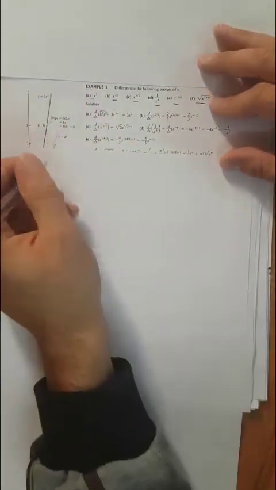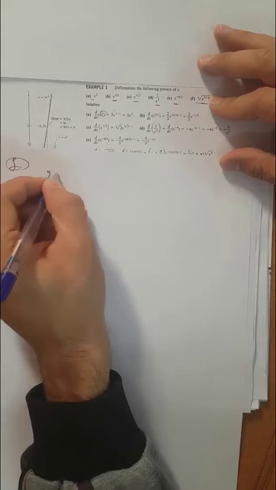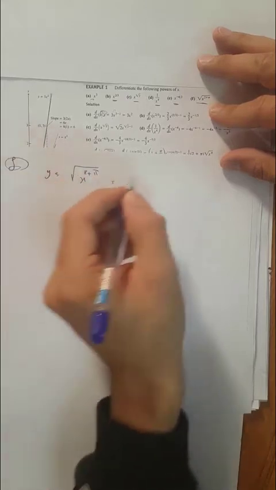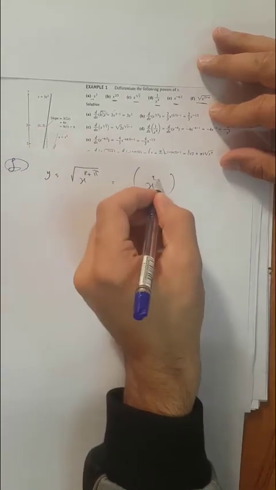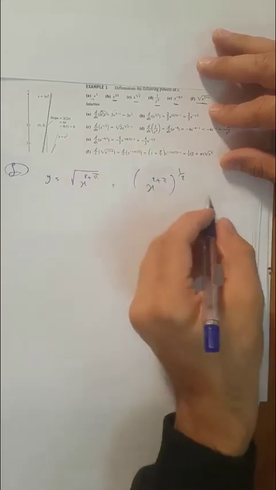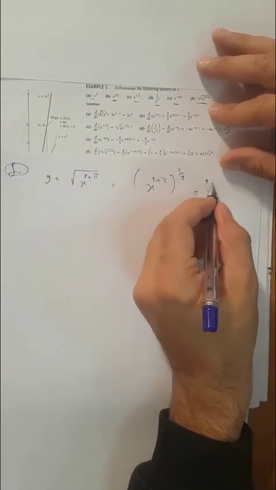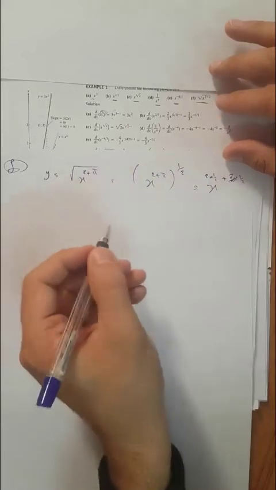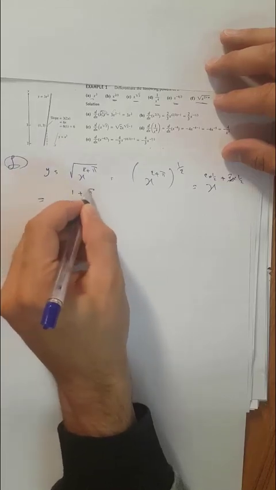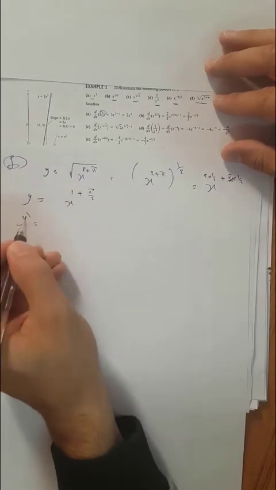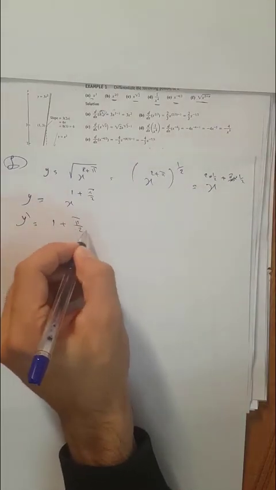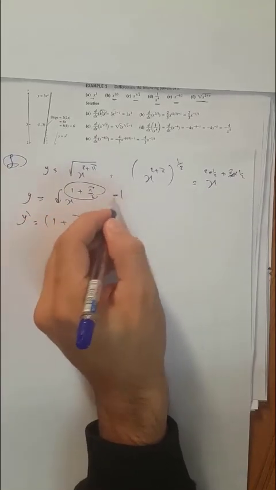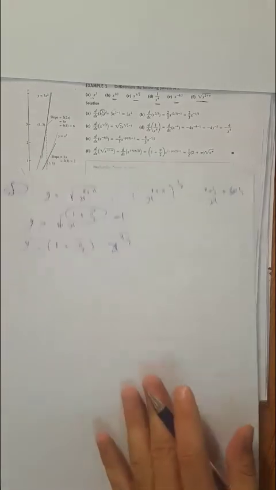Example 1, page 2, F. We have y is equal to the square root of x squared plus pi. This one can be changed to x squared plus pi, x to the power 1 over 2, and you can multiply directly. You get 2 multiplied by 1 over 2, plus pi multiplied by 1 over 2, and finally 1 plus pi over 2. Now this is y. How about y prime? It is equal to 1 plus pi over 2 times x, because the exponent comes down and we reduce it by 1, so it remains pi over 2. That's all that you have.